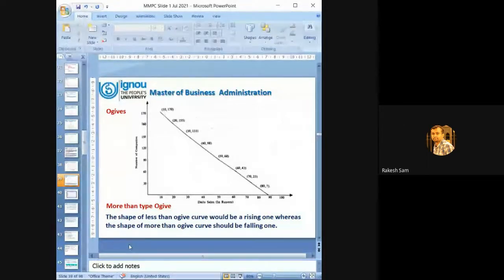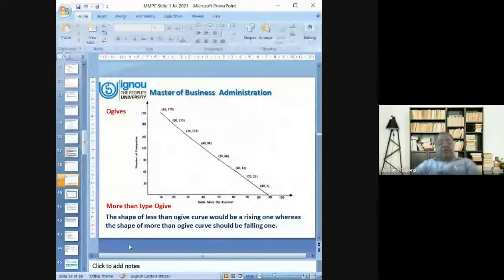Can you explain the ogive curve one more time in relation to the data which you are showing? How has that calculation been done? Normally, what is done?